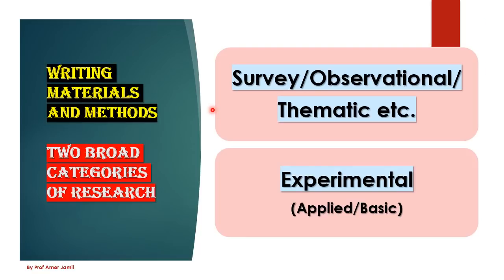The second section you want to write is materials and methods. As I mentioned in my previous video, there are two broad categories of research. One is the survey or observational or thematic type of research, and the other one is experimental, which may be applied or basic. Now it depends on what type of research you want to do. On the basis of that, you have to build your materials and methods section.